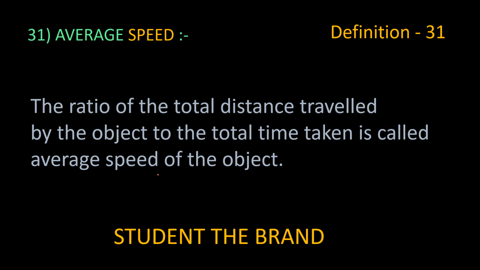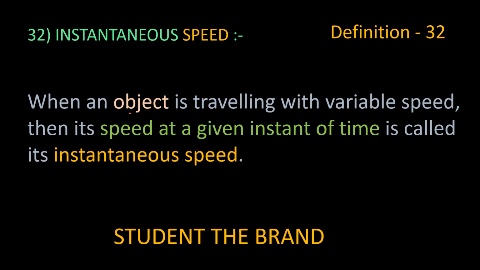Average speed. The ratio of the total distance traveled by the object to the total time taken is called the average speed of the object. Instantaneous speed. When an object is traveling with variable speed, then its speed at a given instant of time is called instantaneous speed. Means at a particular instant, what is the speed of the object, that is called instantaneous speed.